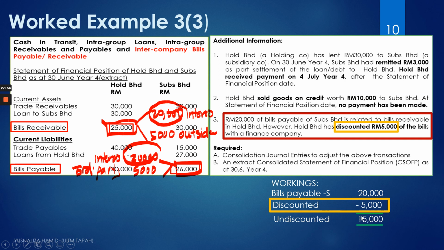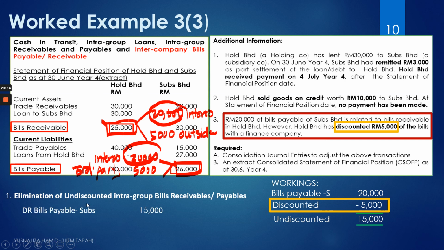And this undiscounted bill of 15,000 is the one that needs to be adjusted. So you are going to eliminate the undiscounted intra-group bill receivable. For the one that has been discounted, there is no journal entry, but you are going to do the consolidation adjustment for the undiscounted bill. So you will debit bills payable of the subsidiary with 15,000 undiscounted bills, and credit bill receivable of the holding company with the same 15,000. All three adjustments here will now have their effect shown in the consolidated statement of financial position as follows.